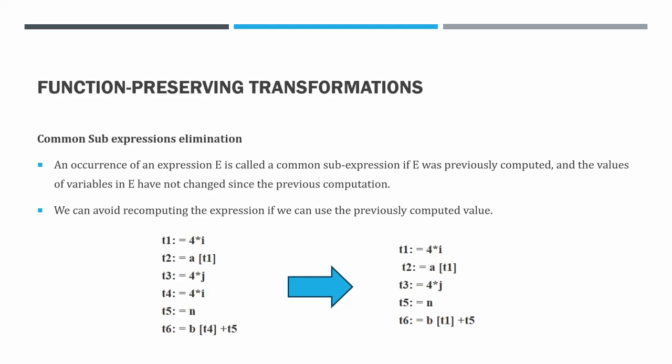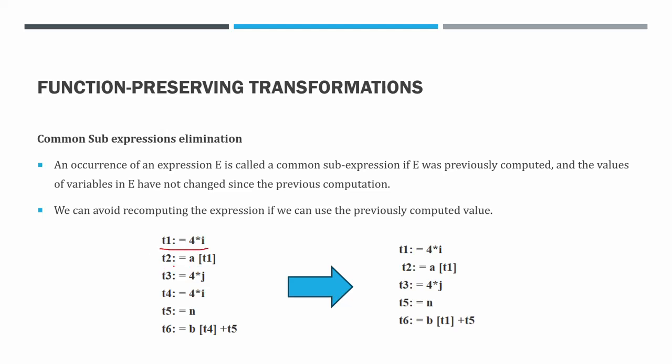First one is common sub-expression elimination. Here an occurrence of an expression E is called a common sub-expression if E was previously computed and the values of the variables in E have not changed since the previous computation. So we can avoid recomputing the expression if we can use the previously computed expression. In this example, here t1 equal to 4 into i.